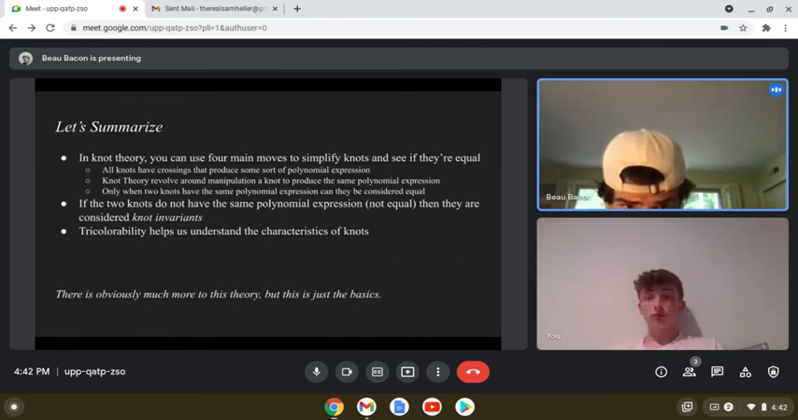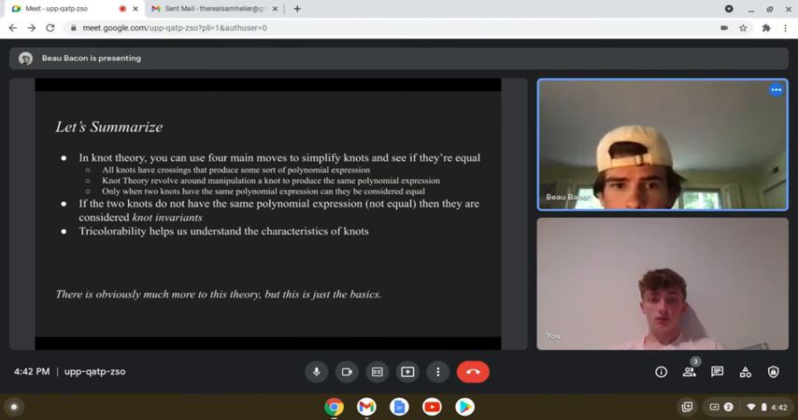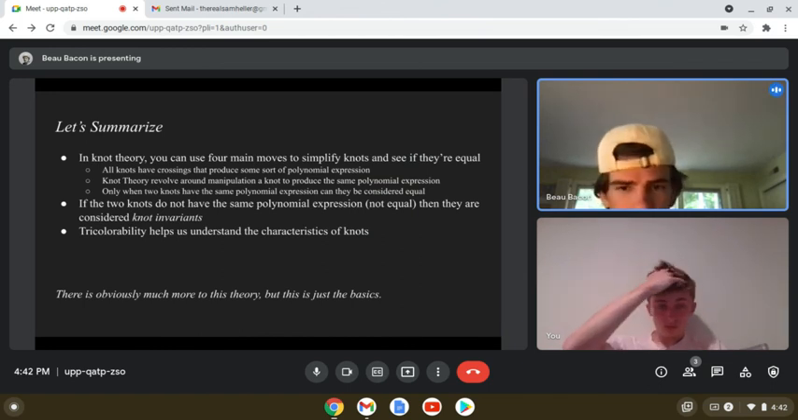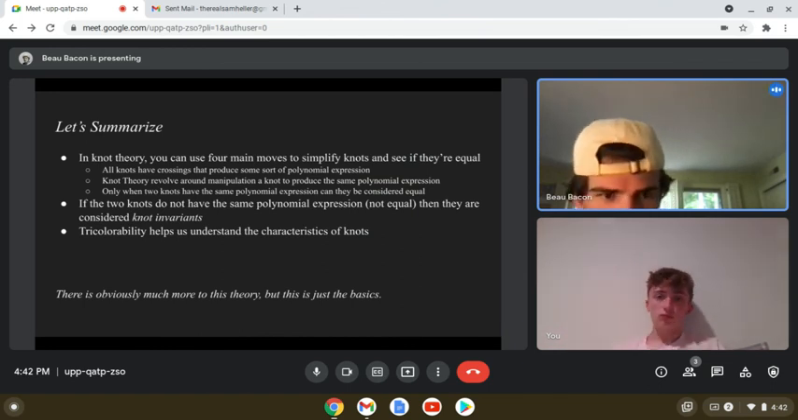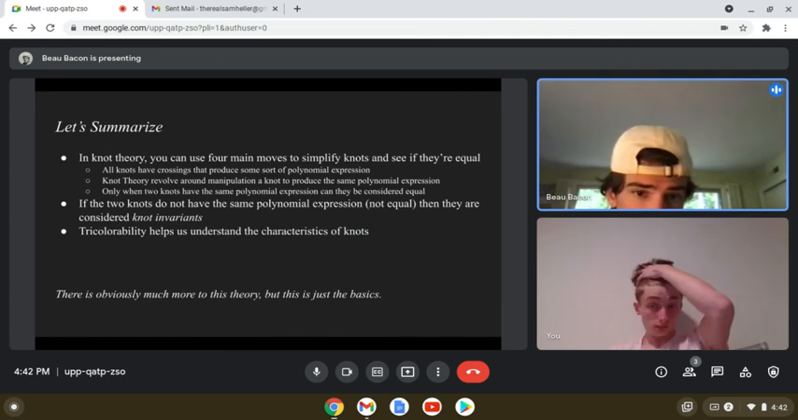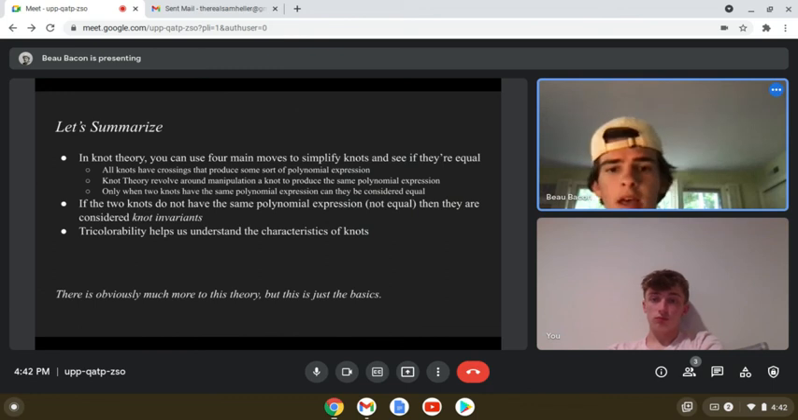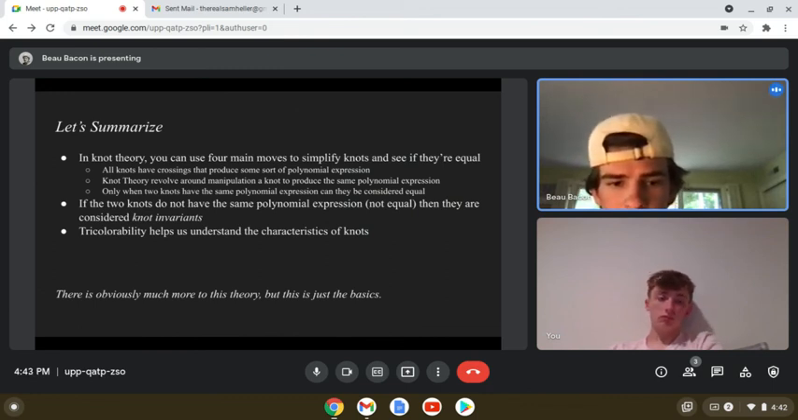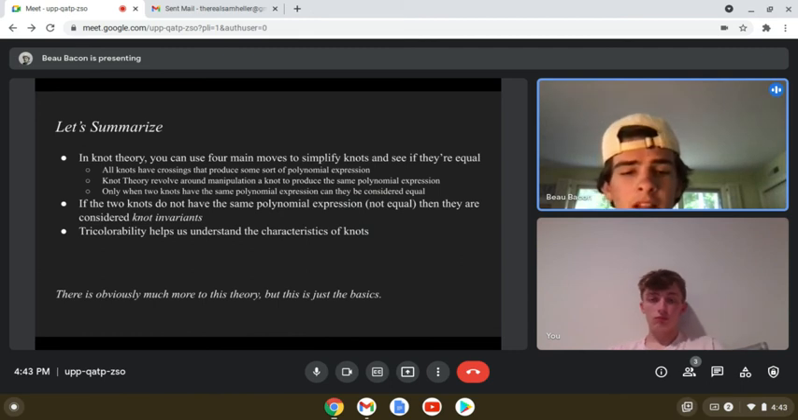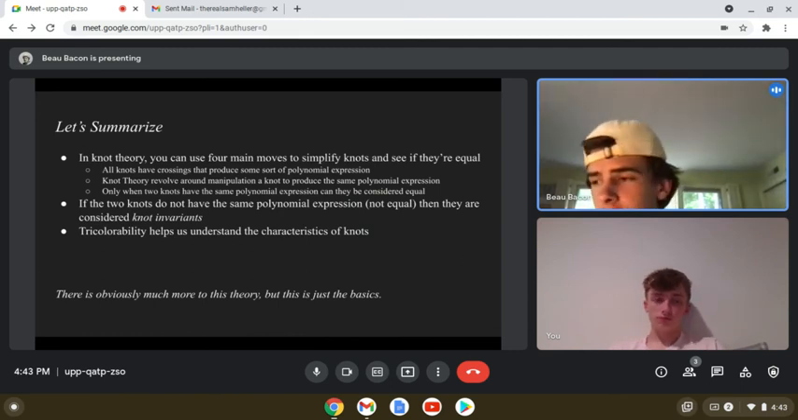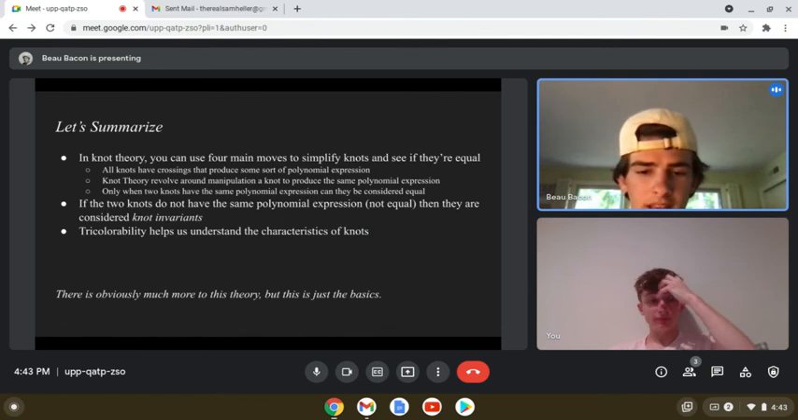So knot theory also revolves around the manipulation of a knot to produce the same polynomial expression, and only when the two knots have the same simplified polynomial expression can they be considered equal. If the two knots do not have the same polynomial expression, they're considered knot invariants, and tricolorability helps us understand the characteristics of these knots. There's obviously a lot more to this theory, but this is the basics. If we were going to do the whole thing, it would take hours.